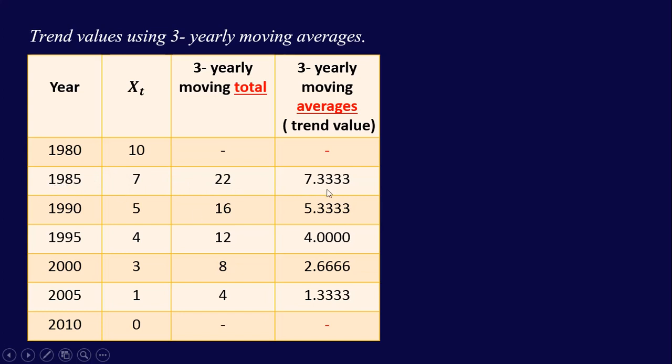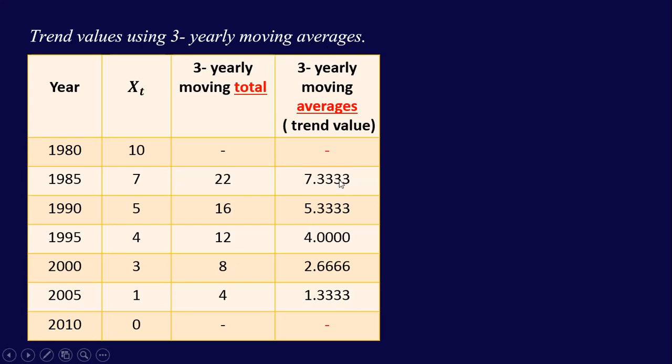Here this 7.3333 is the trend value for 1985. 5.3333 is the trend value for 1990, and so on. So we get trend values using 3 yearly moving averages.